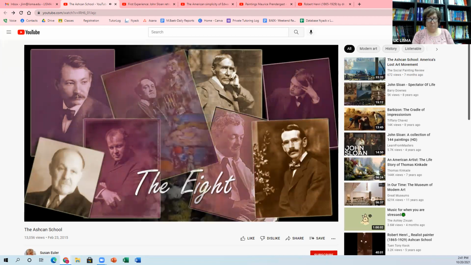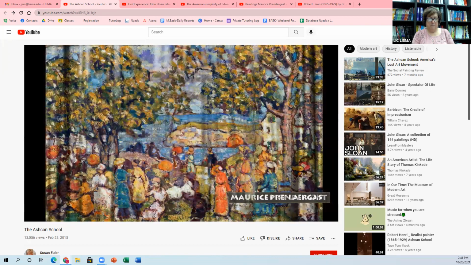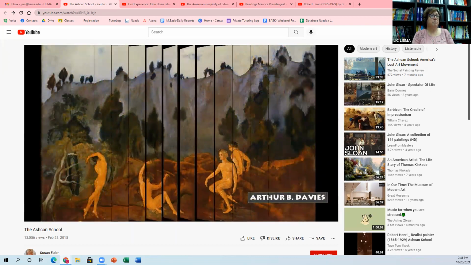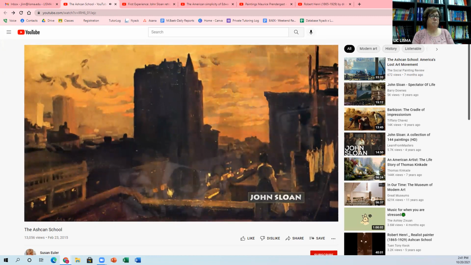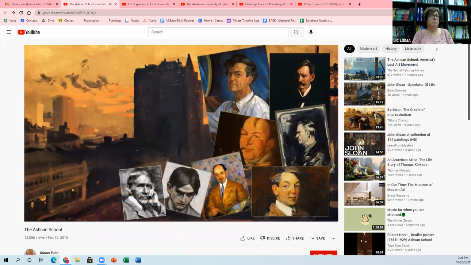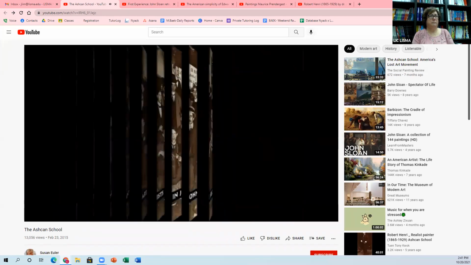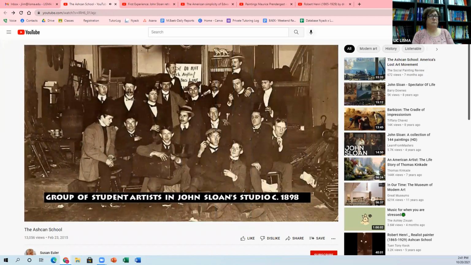The other 3 men, Maurice Prendergast, Ernest Lawson, and Arthur B. Davies, painted in much brighter colors and did not necessarily choose subjects from the inner city. Nonetheless, they are called Ashcan artists by art historians because they were very active in the larger group and were bound together not by strict adherence to a particular style, but by friendship and a shared dedication to modern art.